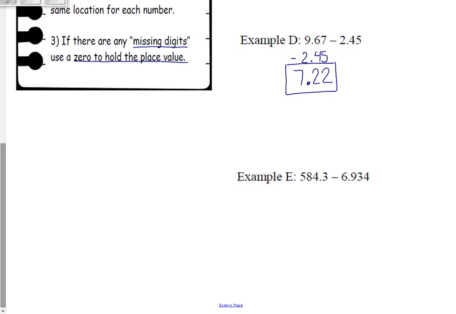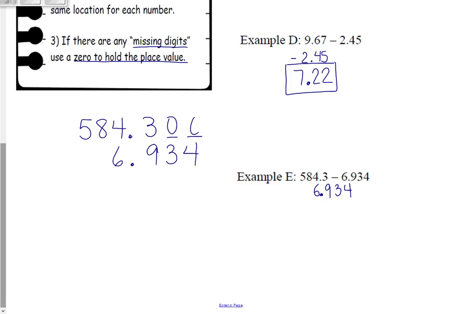We have 584 and 3/10 minus 6 and 934 thousandths. I know that there are 4 digits for each number, but I don't line up the digits. I line up the decimal point. Therefore, I'm going to have a 6 here, and then the 9, 3, 4. But because we're going to have to add some zeros, I'm actually going to rewrite this problem. I have 584 and 3/10 minus 6 and, line up the decimal points, 934 thousandths. So in these placeholders here and here, we're going to add zeros.